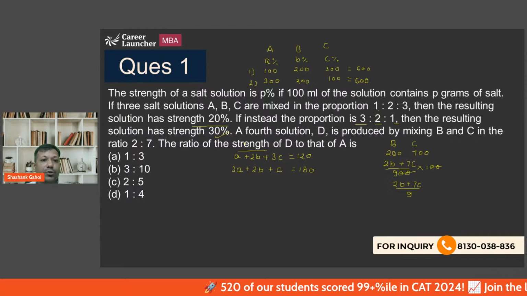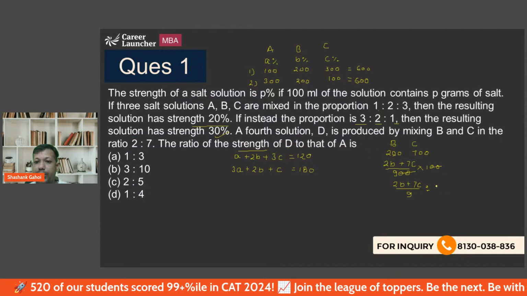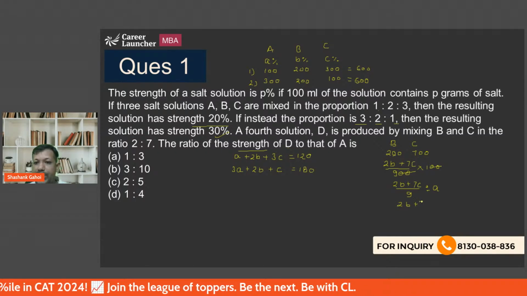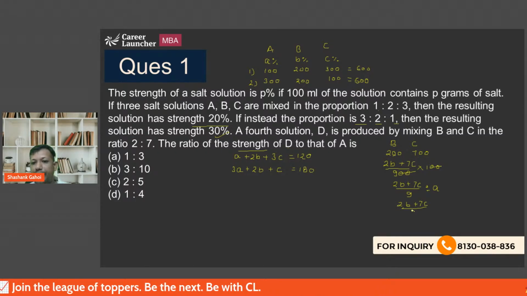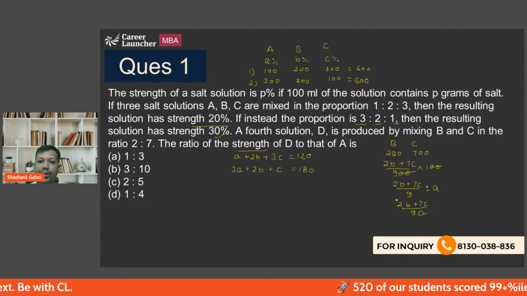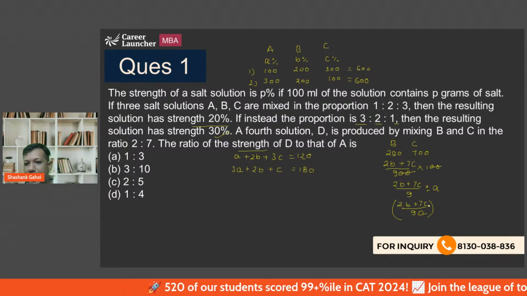And the question is talking about the ratio of D to A. So our job is to figure out the value of (2B + 7C) upon 9A. That's what we need to figure out. I have simply written what is given and what we need to calculate. Then I'm going to think something else.